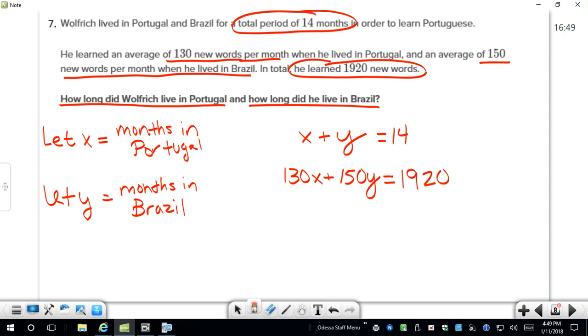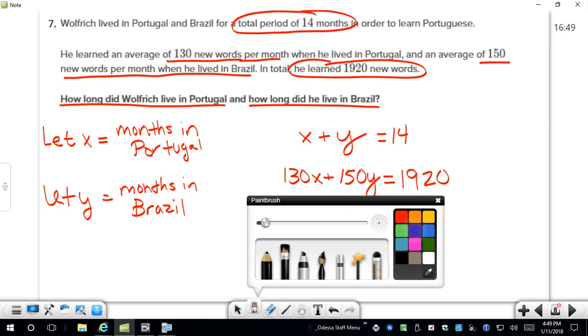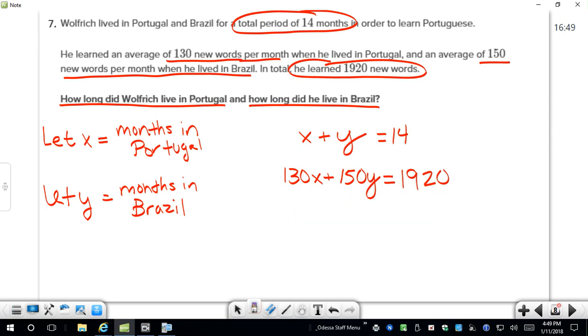And if we recognize these are stacked and aligned, the x's, the y's, the equal sign, the coefficients are all lined up, we're going to go ahead and use the elimination method. So this is actually nice because the x's and the y's only have 1's in front of them. So we either need a negative 130 in front of the x or a negative 150 in front of the y. And I'm just going to go ahead and eliminate the x's, so I'm going to multiply through by a negative 130.